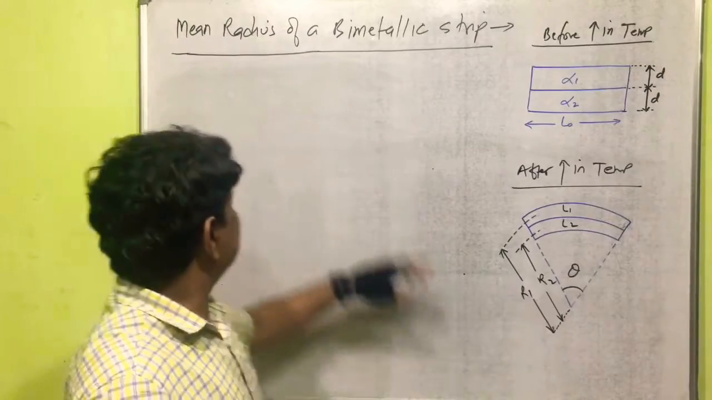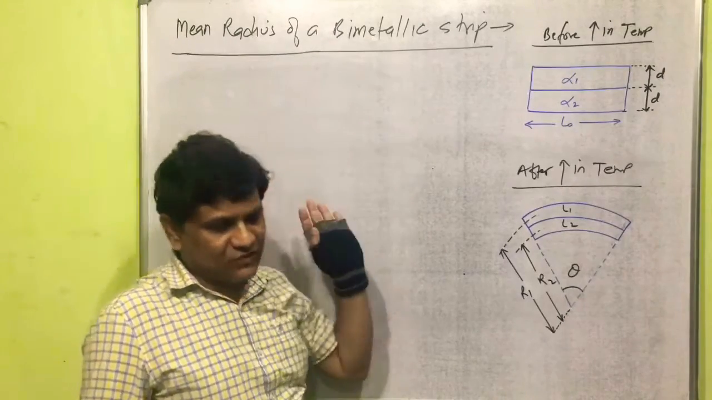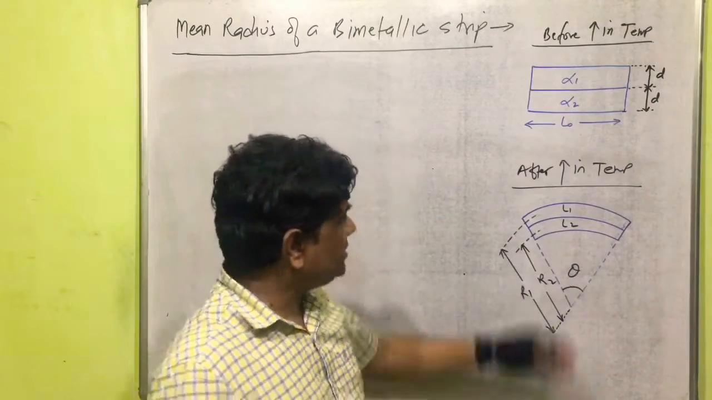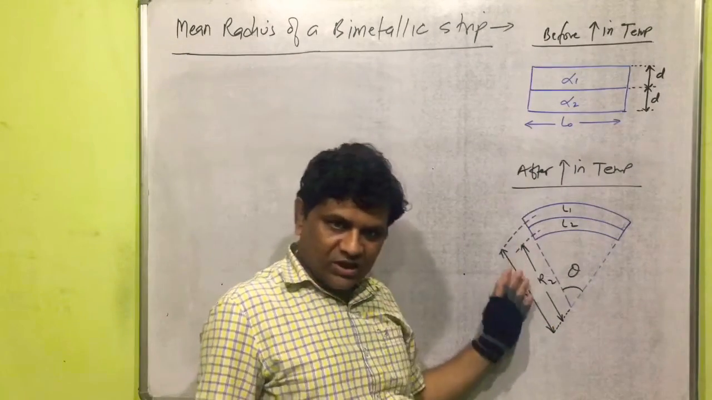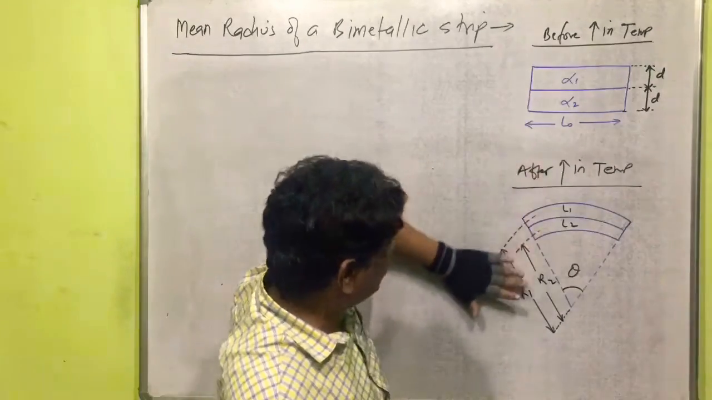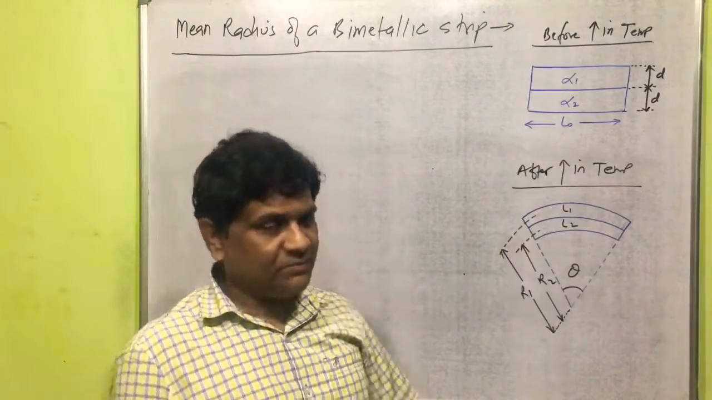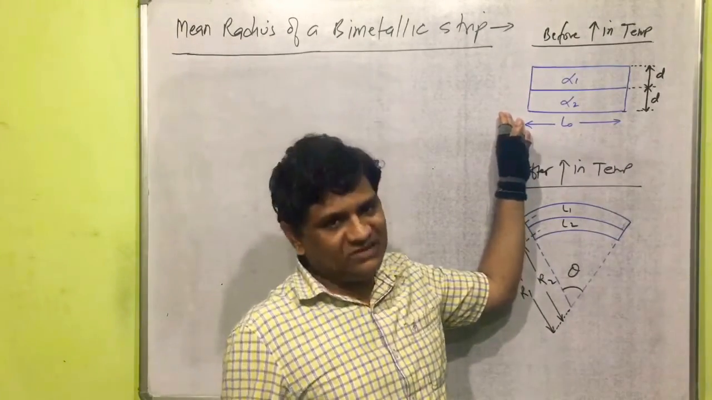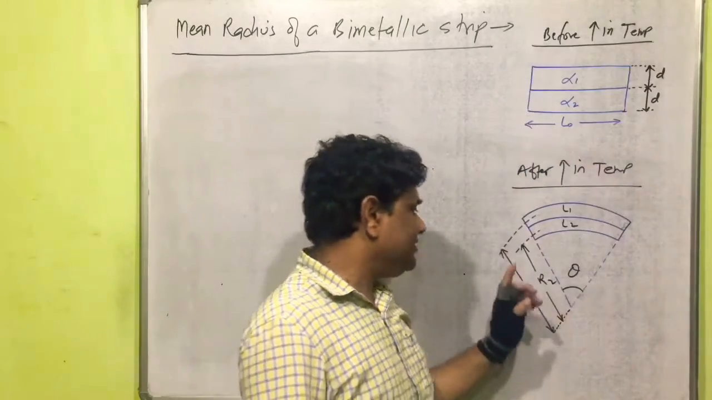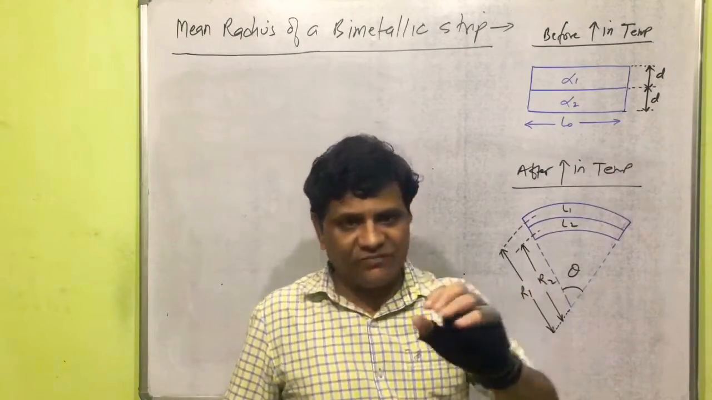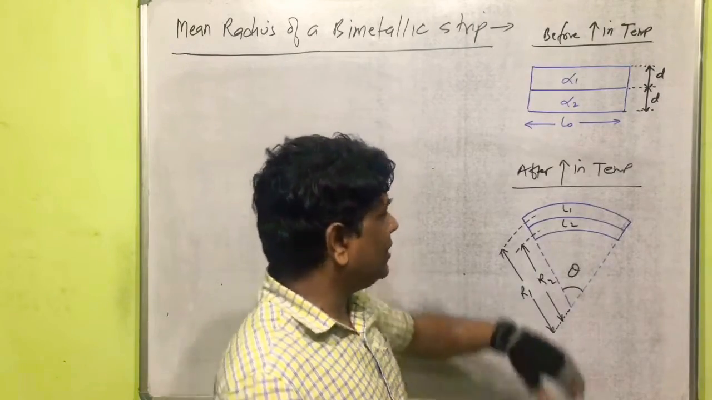Okay, now we can discuss the mean radius of a bimetallic strip. Yes, we have taken two diagrams on the board here. Both are diagrams of a bimetallic strip. One is the diagram of a bimetallic strip before the rise in temperature, and the other is the diagram after the rise in temperature.